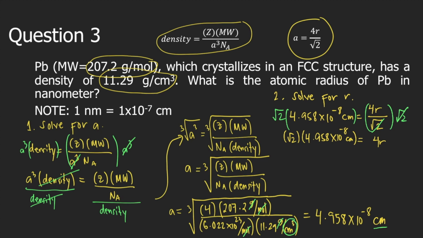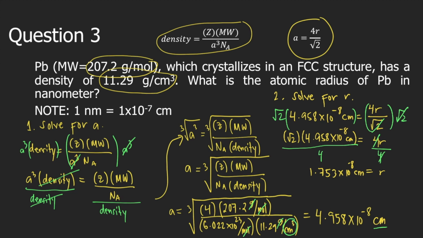Divide both sides by 4. So 4 will cancel on the right side. So your radius R is equal to square root of 2 times 4.958 times 10 raised to negative 8 centimeters divided by 4. This is equal to 1.753 times 10 raised to negative 8 centimeters.